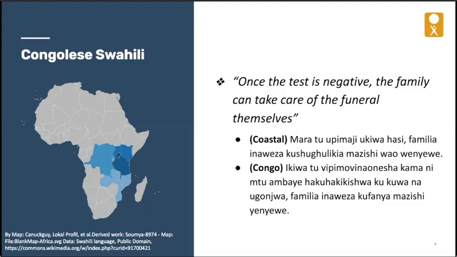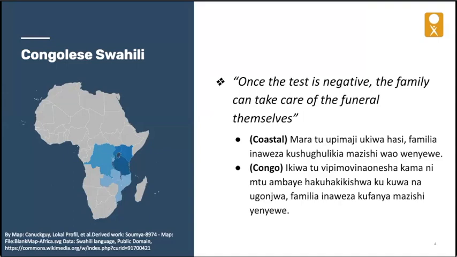So just to illustrate this difference, here's a sample sentence taken from an Ebola context translation. Once the test is negative, the family can take care of the funeral themselves. Even to a non-speaker, like me actually, the first thing that you notice is the length of the translations, right? This is, for example, because the word negative cannot be translated to one word, like in the coastal translation, but it has to be translated into something like, if the test shows that someone is not sick.